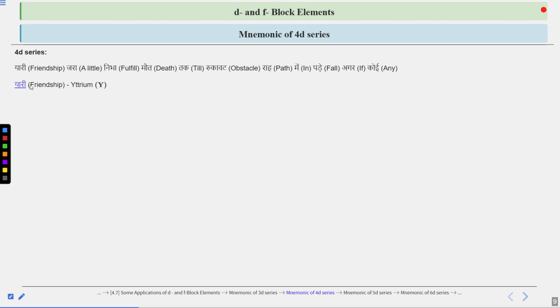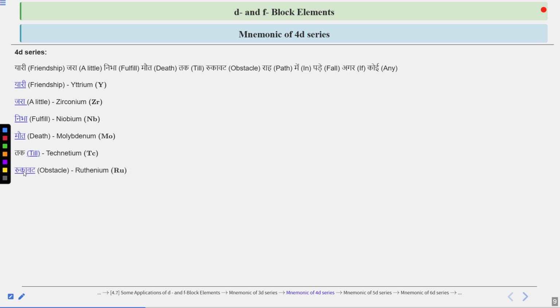The yari, you can relate it with yttrium, that is Y. Zara, zirconium, that is Zr. Nibha, that means niobium, that is Nb. Okay, Nibha you can more relate with the symbol Nb. Moth is related to the symbol Mo, molybdenum. Tak is related to the symbol Tc, technetium.